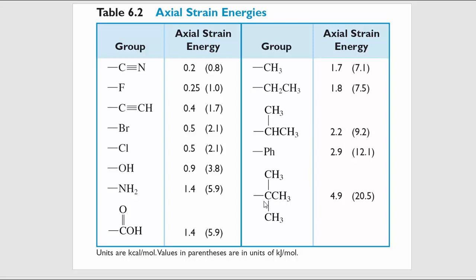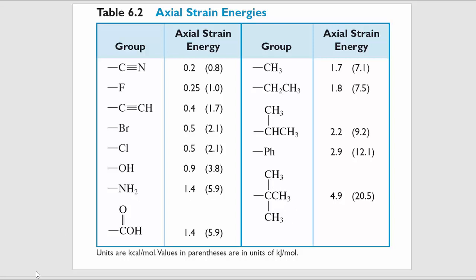T-butyl is also of interest, and it's 4.9 kcal per mole, and the reason why this matters is because even though that doesn't seem like a lot of energy, it's enough to guarantee that for all intents and purposes, this group is never axial. The 4.9 kcal per mole isn't that much, but it also means that this group will never be axial in the chair. This group will always be equatorial.